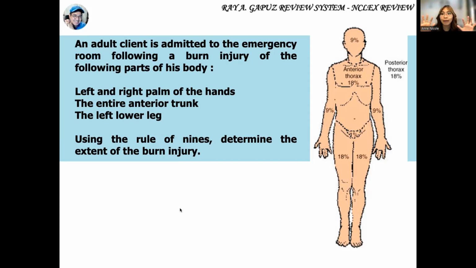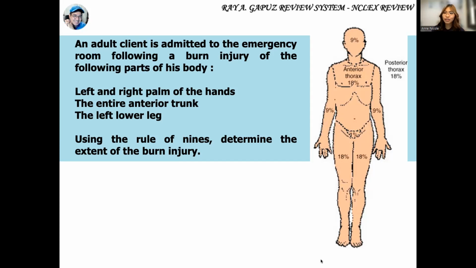Have you had your infectious integumentary lecture? How much is your left and right palm of the hands? It's 3%. Okay, because each palm is 1.5. Okay, so did you have your integumentary lecture already? Did you have it, guys? Not yet. Okay, so I will tell you about your rule of nines.